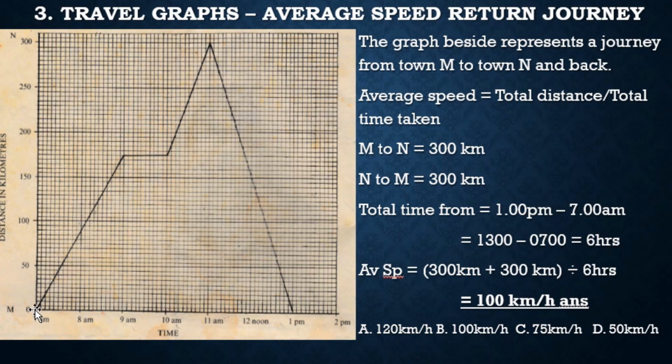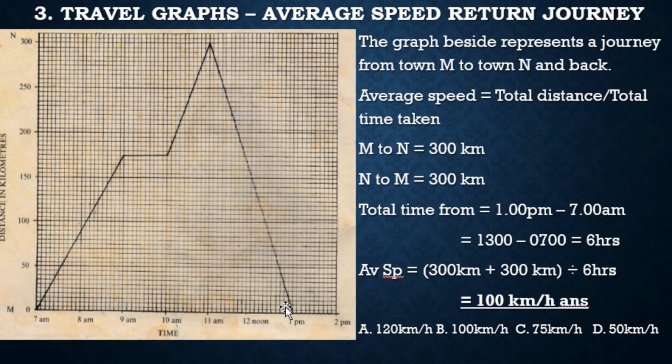So in this question, we move from M to N to the top, which is 300 kilometers. And as we said, this is only one way. So we return from N to M, which is another 300 kilometers. So the total distance covered is 600 kilometers. Take note of that. There is from M to N, which is 300, and then when he was going back, he covered another 300. So that takes us to 600 kilometers.